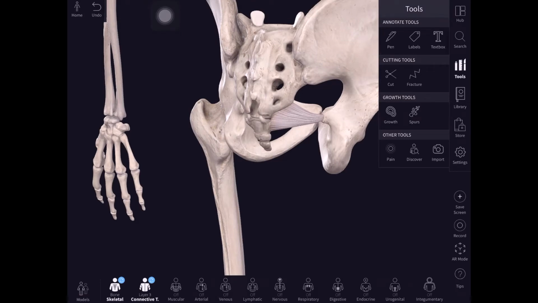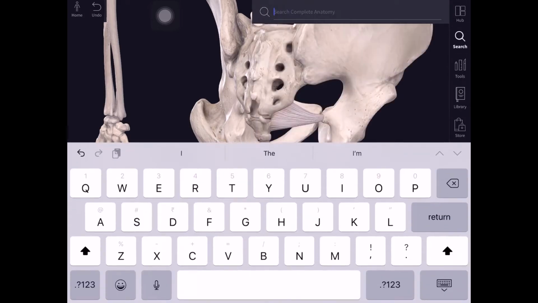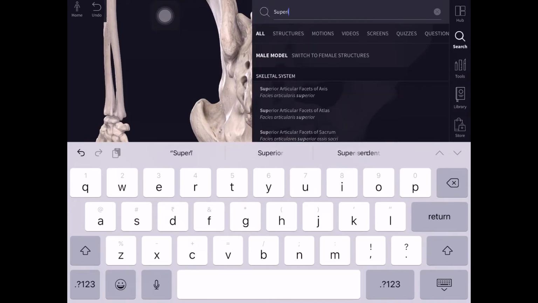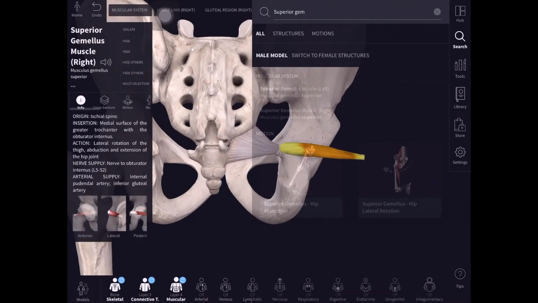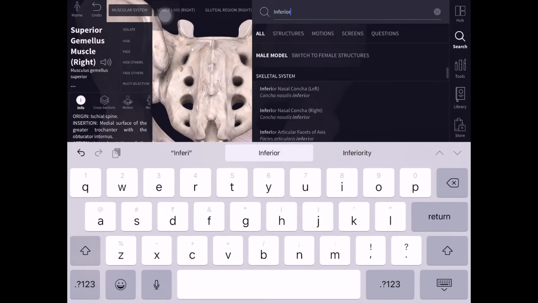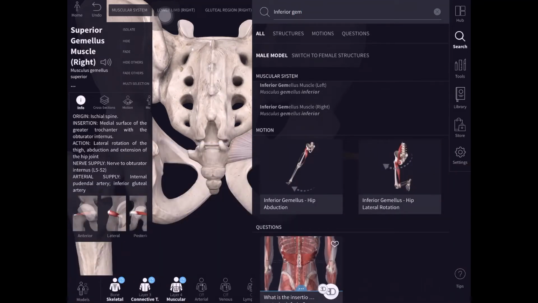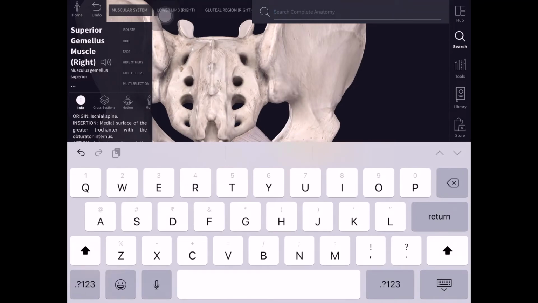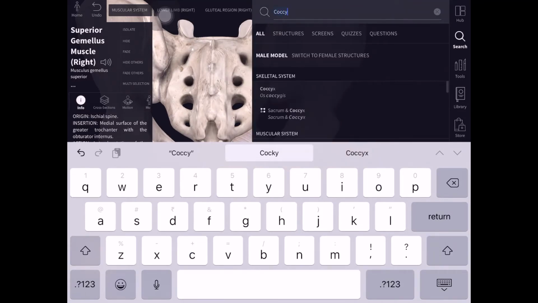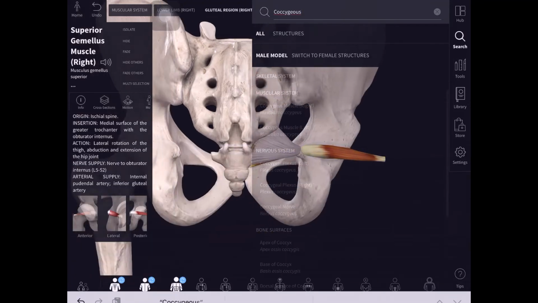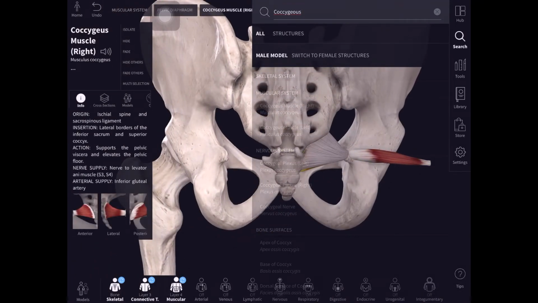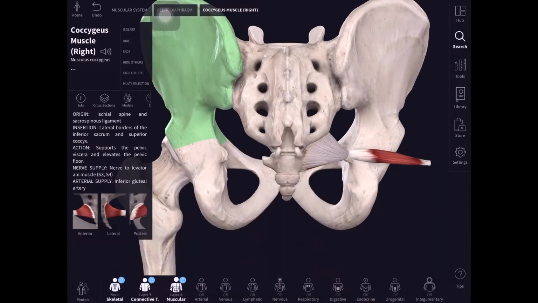Okay, now next what we need is the muscles. The muscle we need is the superior gemellus. I'll write down all of them so that we can see. Superior gemellus we need on the right side, and we also need the inferior gemellus on the right side, and on the inner surface we need the coccygeus muscle on the right side. Okay, and after this we'll see the nerves and all.